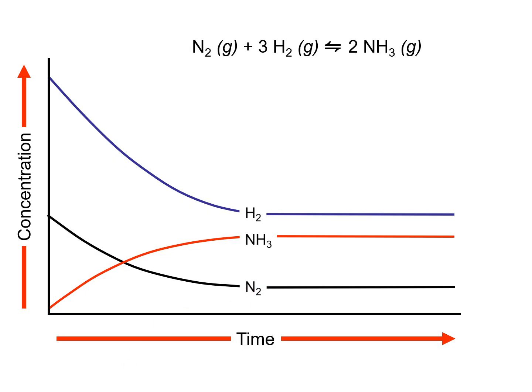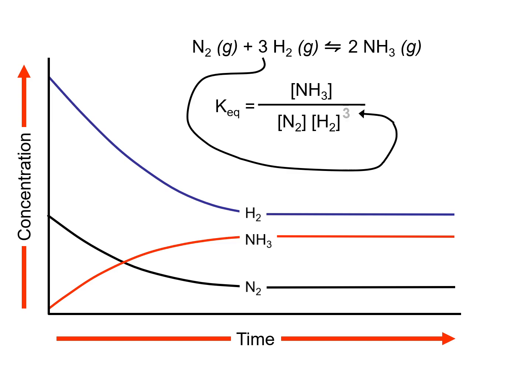So we can set up our equilibrium constant expression, products over reactants, and then raise those different molar concentrations by the coefficient in the reaction equation.